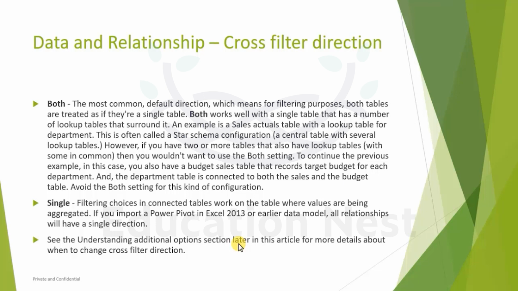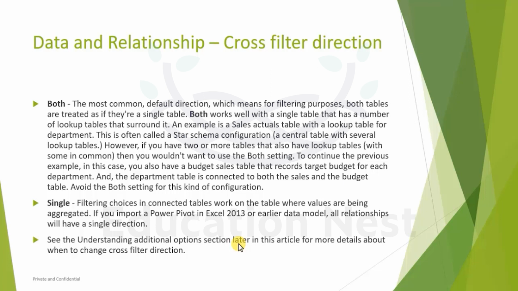So in the database, you have a star schema wherein one table is in the center and all the spokes are formed by the lookups. If you have two or more tables that also have a lookup table in common, then you would not want to use both settings. To continue the previous example, in this case, you have a budget sales table that records target budget for each department. It's more like a target of sales, and the department table is connected to both sales and the budget table. Avoid the both setting for this kind of configuration.